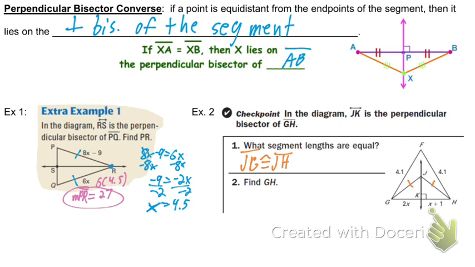Okay, what other segment lengths might be equal? Okay, Bill. GF and HF. Okay, so assuming this goes up and goes through there, we can also know that because F is equidistant from these 2, GF and HF are marked. Okay, what else? Kaya? GK and KH are congruent because GH is bisected.